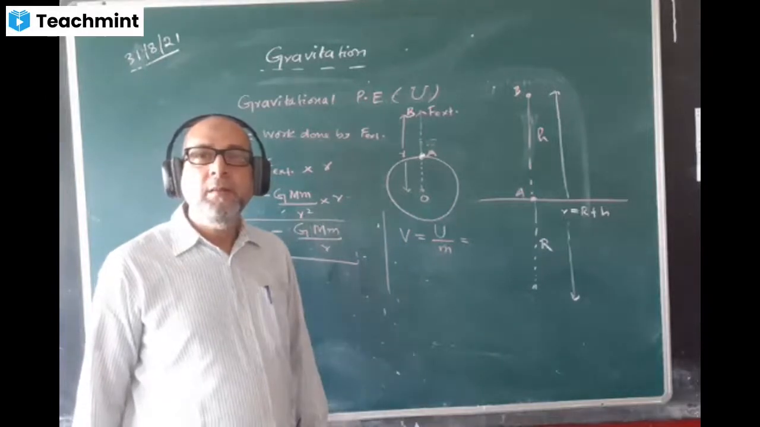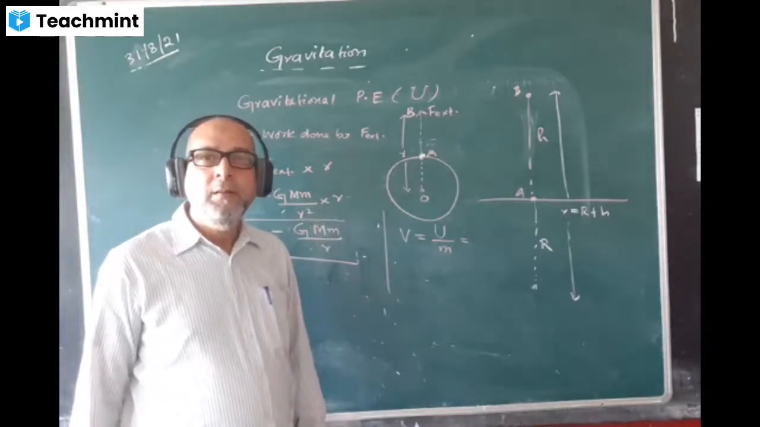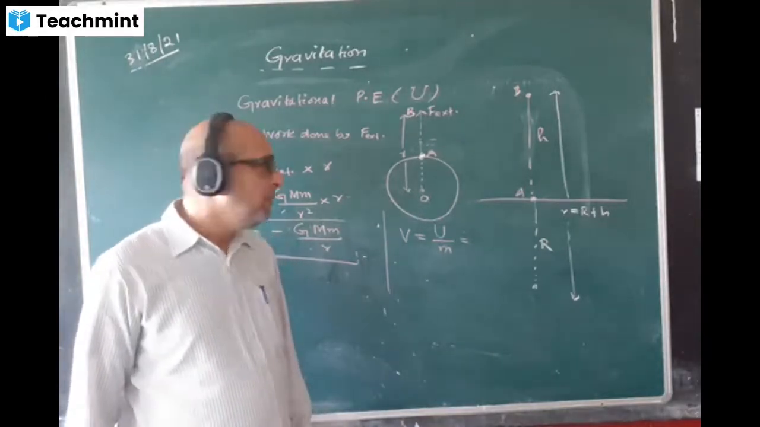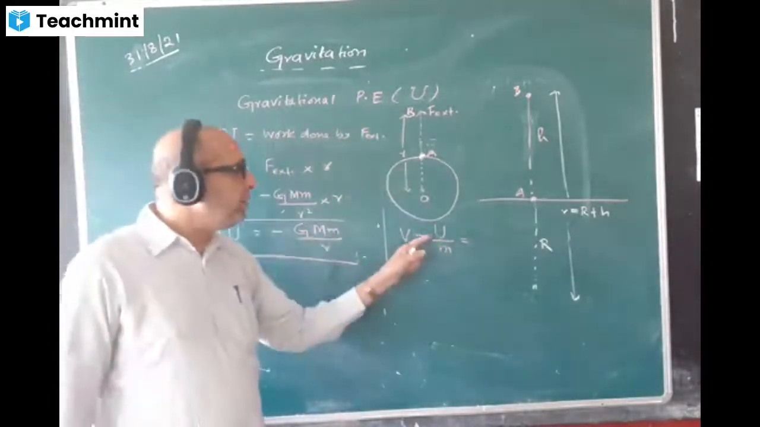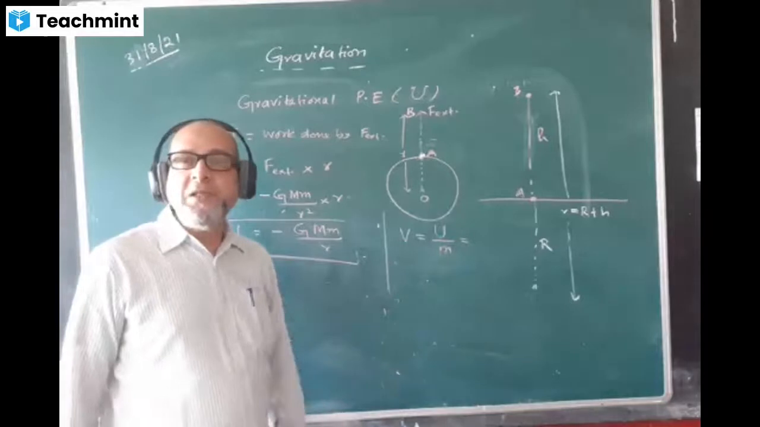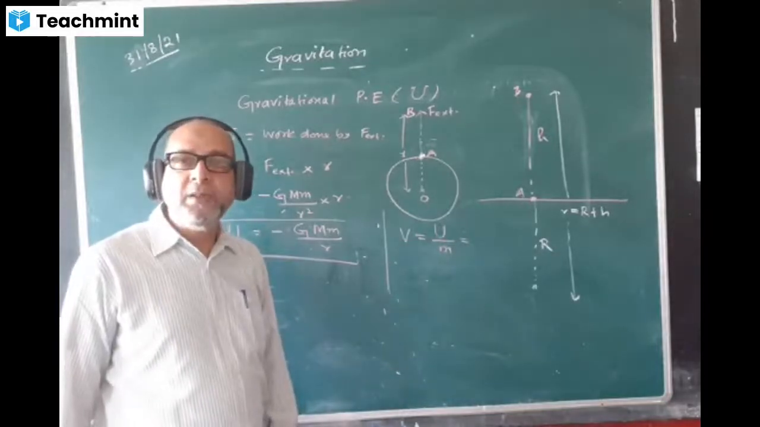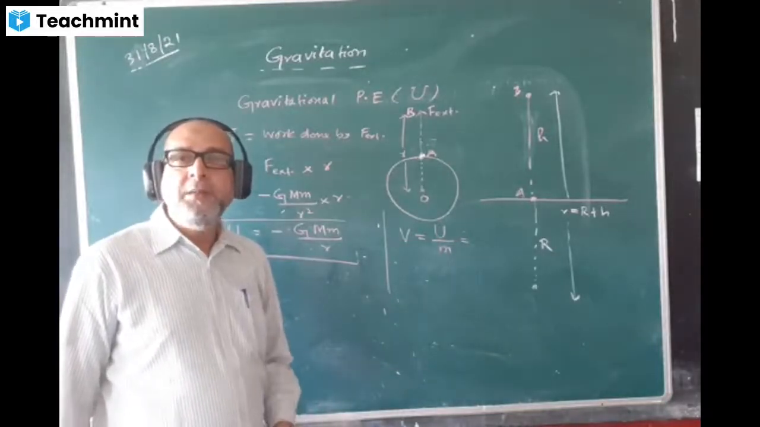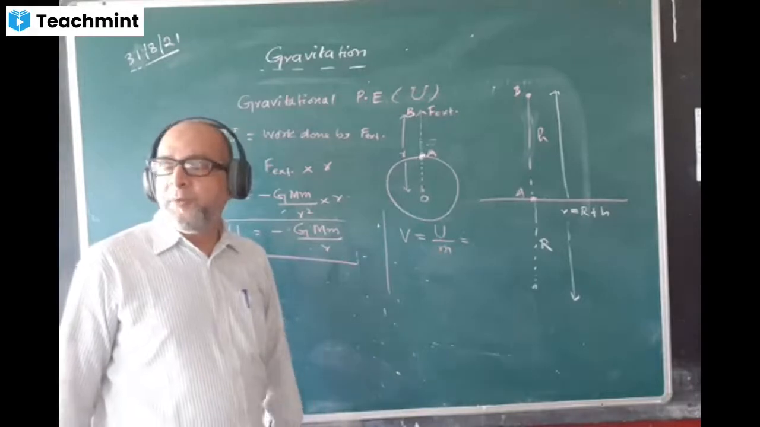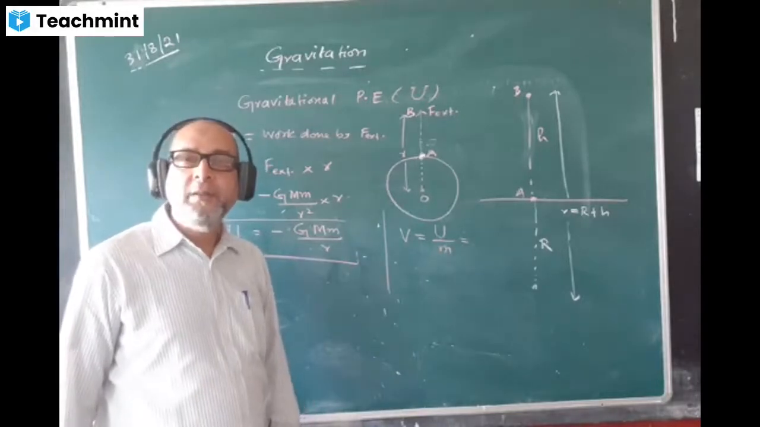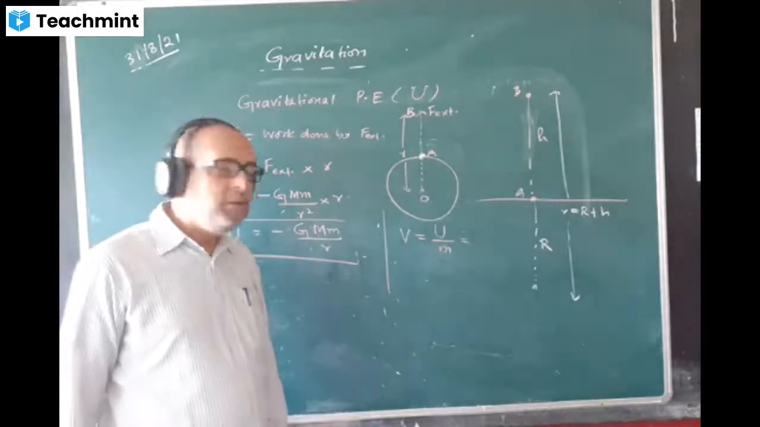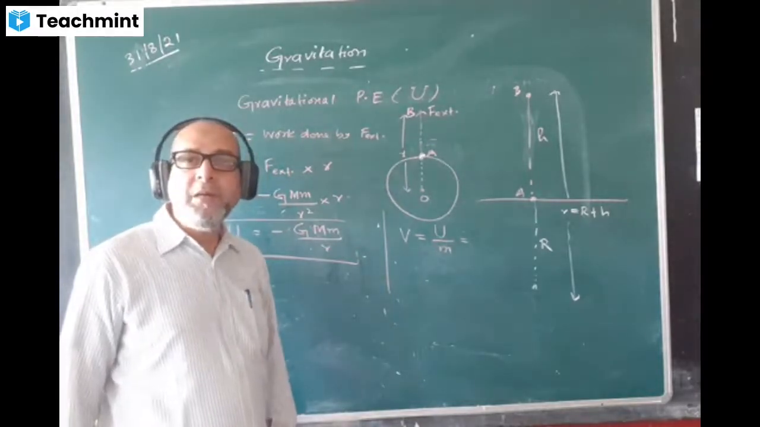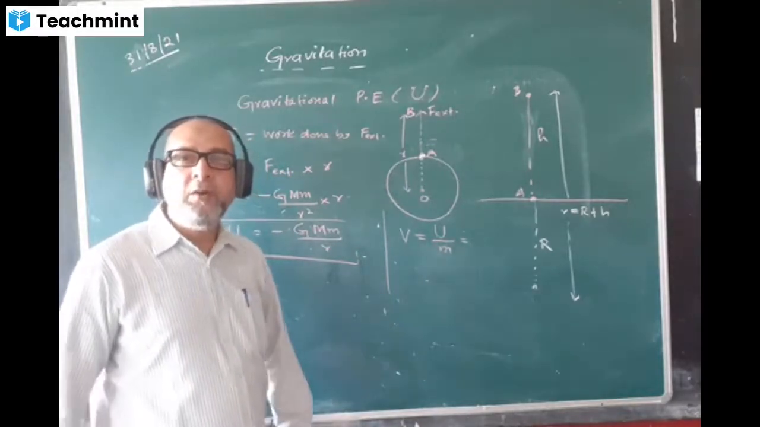Done? Can you repeat it? U by M, what is U? U is the gravitational potential energy. The gravitational potential energy per unit mass at a point is called gravitational potential.